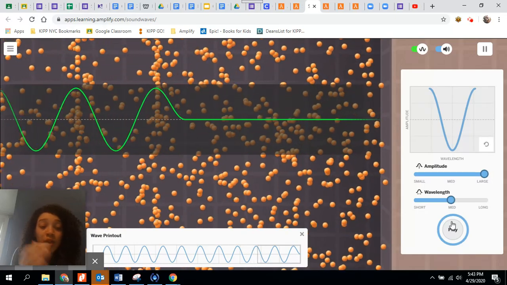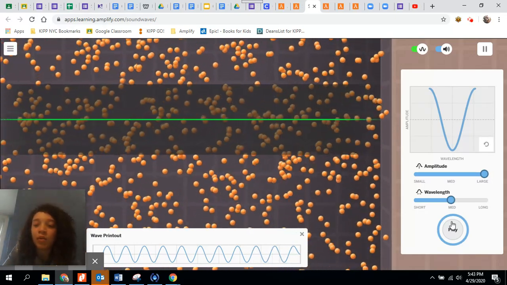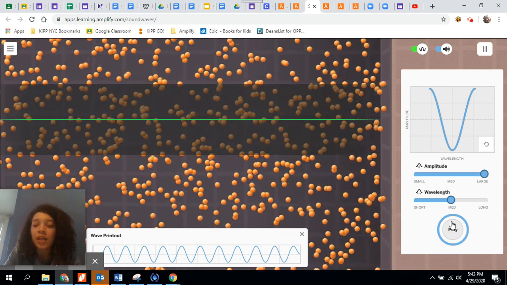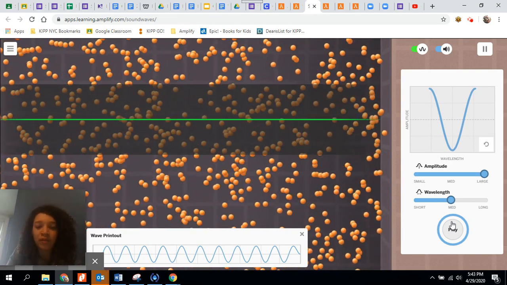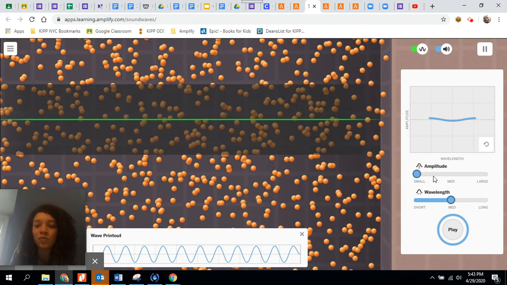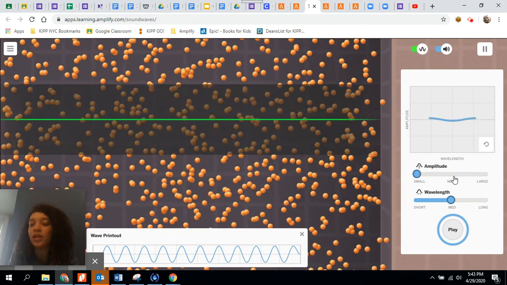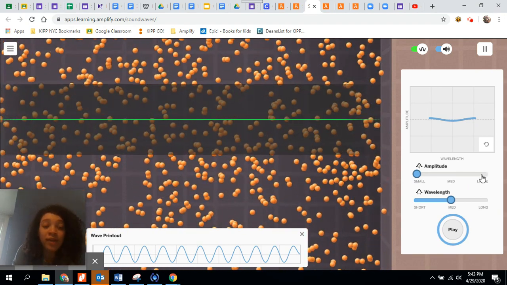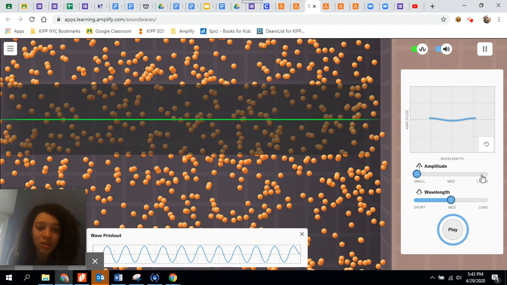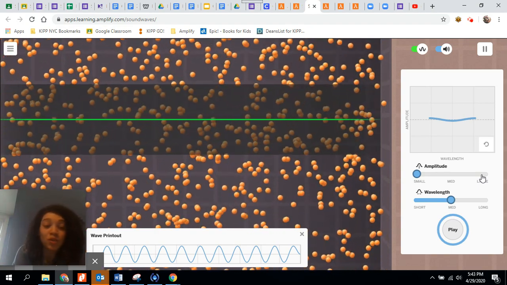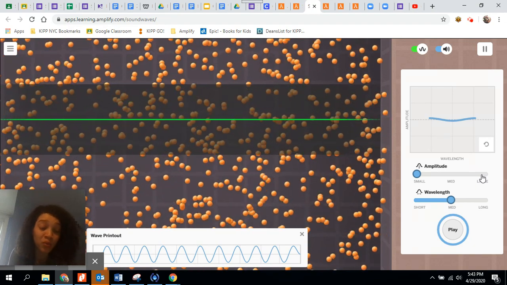Exactly. So with that, we can see that when it went from the smallest amplitude, it had a little bit of a wave, right? And it wasn't super loud. But as we changed the amplitude to medium and then to a large amplitude, the waves got bigger and the sounds got louder as well.